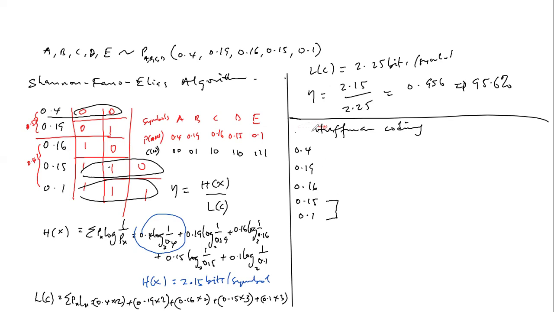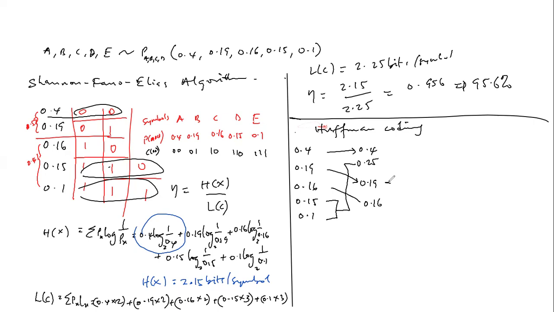So that 0.25, we have to arrange again in order of decreasing probability. So that will definitely come above 0.19. Then 0.4 still goes above it. Then this 0.19 has to come under, and this 0.16 also comes under, in that manner.